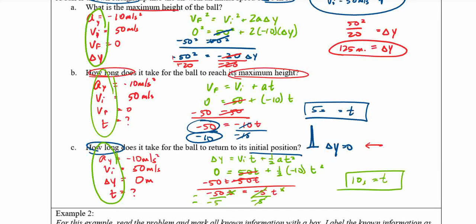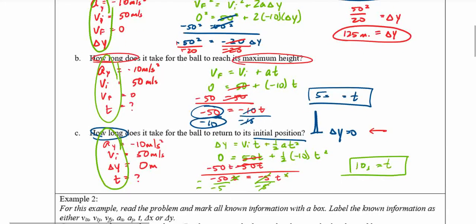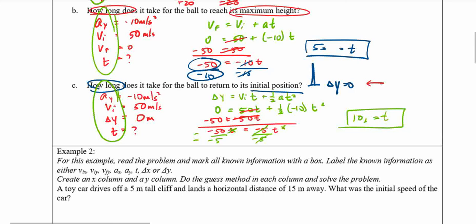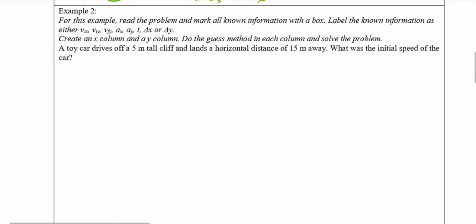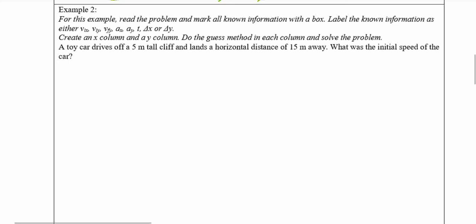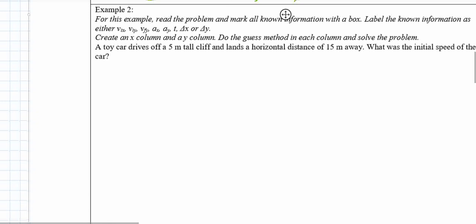Now, for this one, it's all in the y direction because we were throwing our object straight up and straight down. Here is going to be different for example 2 because we have a horizontally projected object. So with this one, we have the car that drives off of a cliff and lands a distance away. We wanted to know the initial speed of the car. If we look at this idea, the car is going to drive off the cliff with some initial velocity.